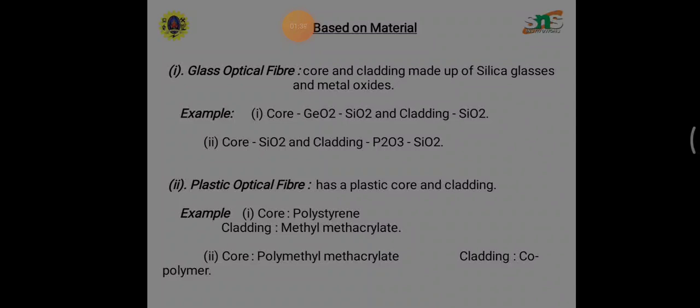any care due to its toughness and durability, it is called a plastic fiber. For example, plastic fibers are made by any one of the following combinations of core and cladding: core polymethyl methacrylate and cladding copolymer, or core polyurethane and cladding methyl methacrylate.